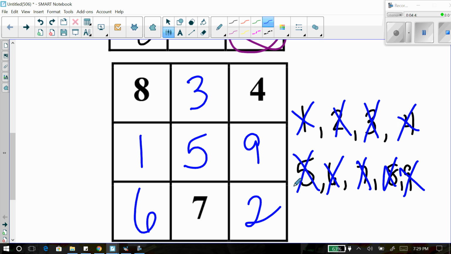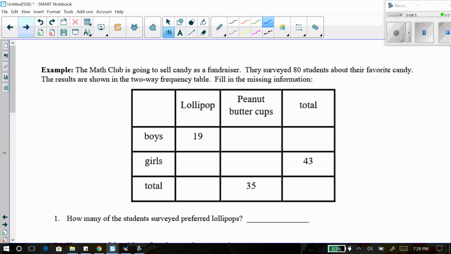So hopefully you guys got those. That was just a fun little activity to introduce what we're going to be doing next. And I'll show you how that correlates right now. So two-way frequency tables are something that looks like this. We have that a math club is going to sell candy as a fundraiser.